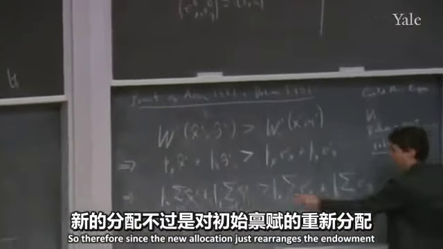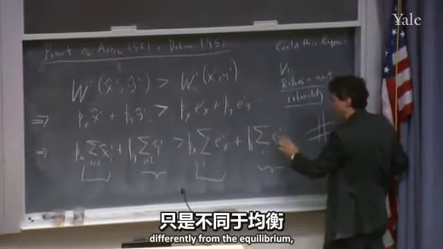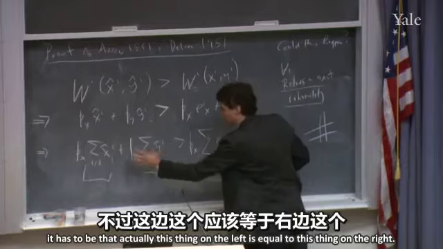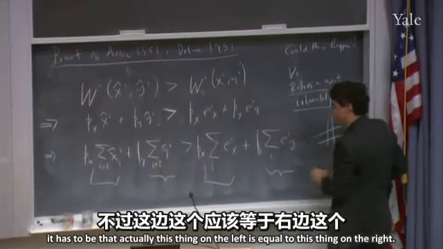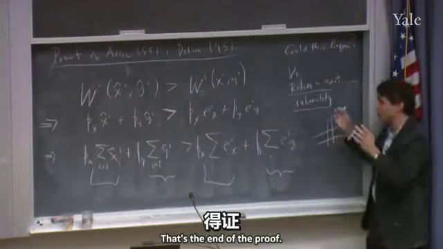So therefore, since the new allocation just rearranges the endowment differently from the equilibrium and rearranges the x's maybe differently from the equilibrium, it has to be that this thing on the left is equal to this thing on the right. It's identical to it, so it can't be greater. And that's the contradiction. That's the end of the proof.